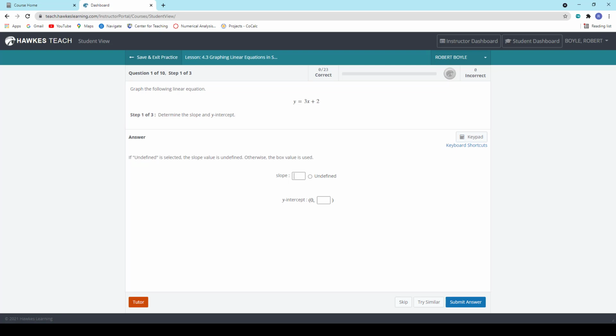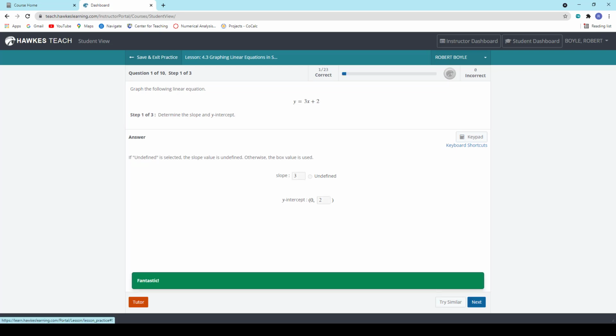What is the slope? Well, once again, the slope is here. That is 3. So I'm going to enter in 3. And then the y-intercept, which is actually an ordered pair, where the first coordinate is 0, but the second coordinate is going to be described right here. It's 2. So I'm going to put in the 2. And hopefully I'm right. Oh, of course I'm right.